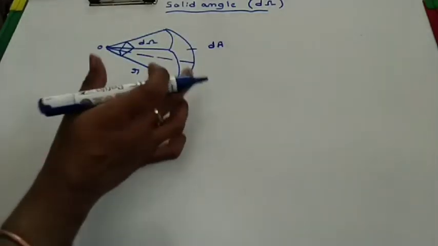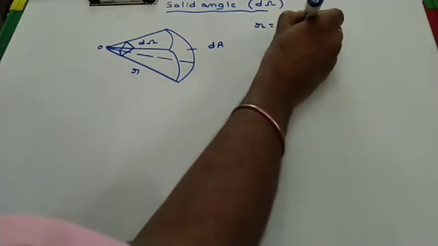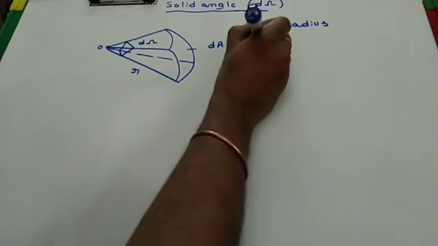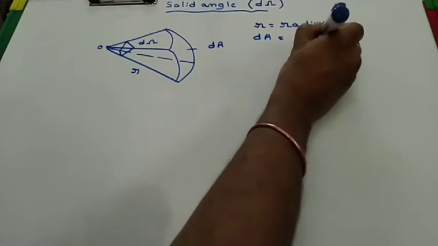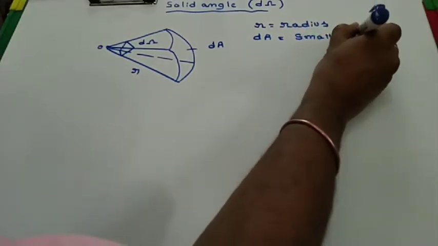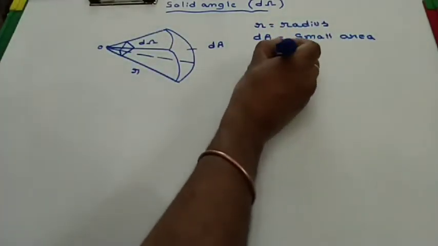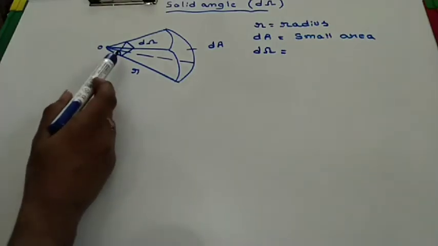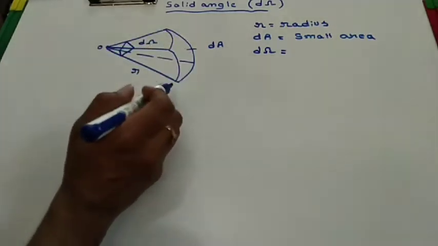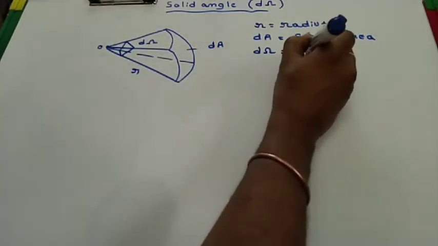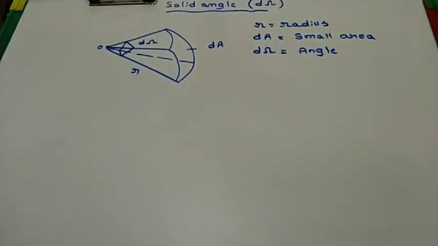Now take a sphere. In this, R is equal to the radius, dA is equal to a small area, a piece of the sphere. Now d omega is equal to the angle subtended at the center of the sphere by an area. Now go for the definition.